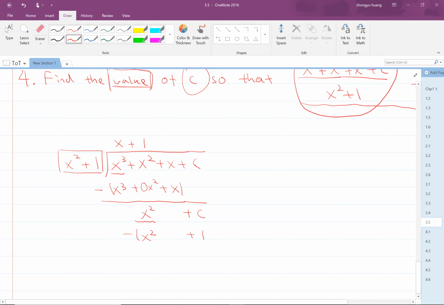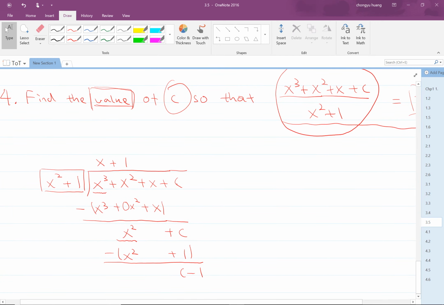And as always, we want to subtract. x to the power 2 minus x to the power 2 is equal to 0. Then c minus 1. It's just going to be c minus 1, since we don't know the value for c. So here, again, x to the power 2 minus x to the power 2 is equal to 0, and then we have a positive c minus 1. We just write it down as c minus 1 because we don't know the value for c.